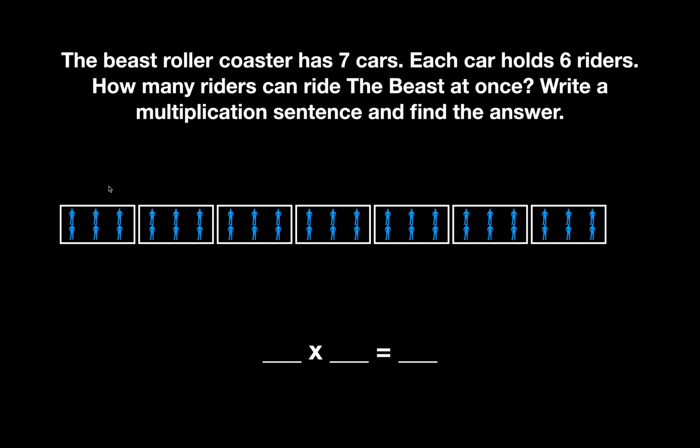So how many sections do we have? There's 1, 2, 3, 4, 5, 6, 7. So I've got 7 cars. So it's going to go here in the front. How many is in each car? 1, 2, 3, 4, 5, 6. And then my product is going to be how many the whole ride has. So you should have 42.